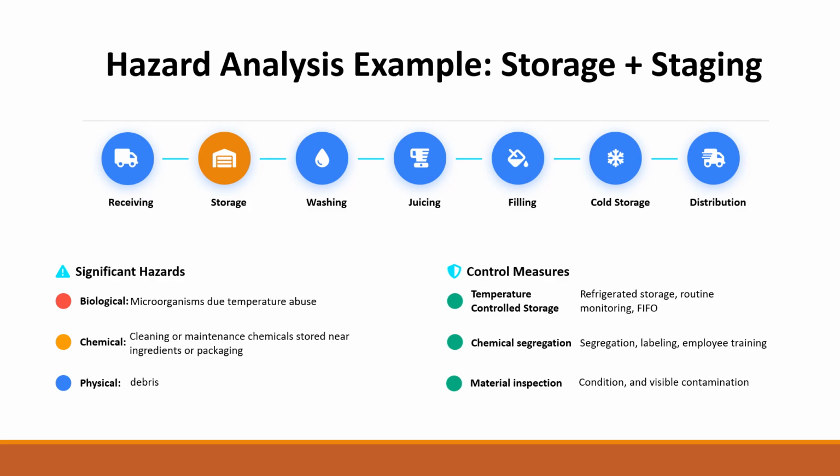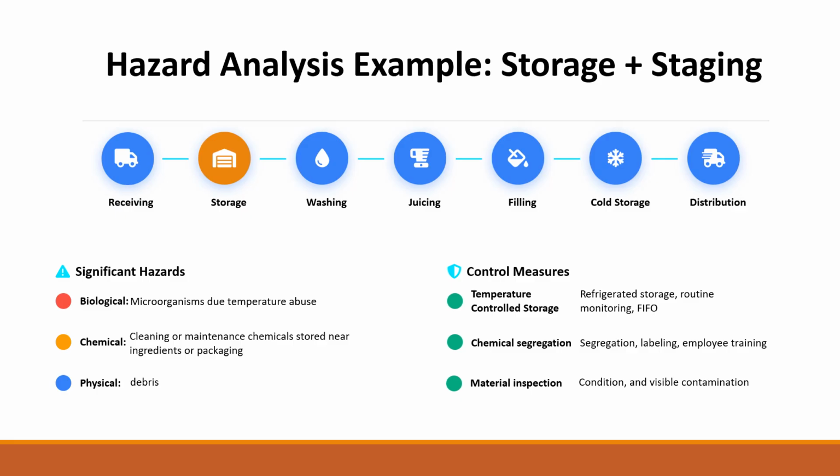Chemical hazards must also be considered at this stage. When chemicals are stored near ingredients or packaging, there's a risk of contamination if proper segregation is not in place. Controls for chemical hazards include chemical segregation, clear labeling, employee training, and sanitation standard operating procedures. Physical hazards can also occur during storage and staging. Damage to packaging or containers during handling can introduce debris into the process if it is not identified. These hazards are controlled through good handling practices, routine inspection, and rejecting damaged materials.